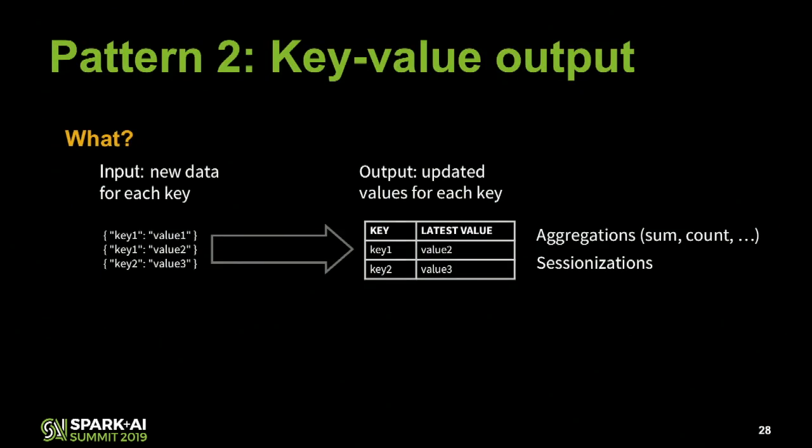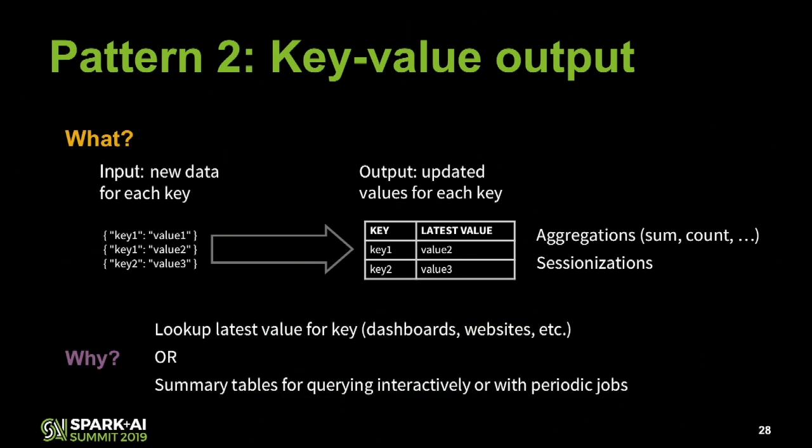Second pattern, key value output. When your input is essentially keys and a bunch of new values, or some keyed input, and what you want as the output is also essentially keyed, with some key value. Now that value can be aggregations, sums, counts, or it can be arbitrary stateful operations like sessionization, etc. All of that can be built in structured streaming, but ultimately the output is key value.